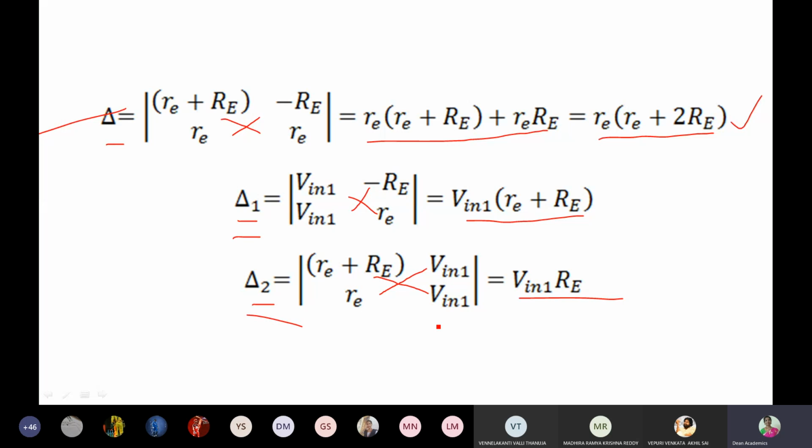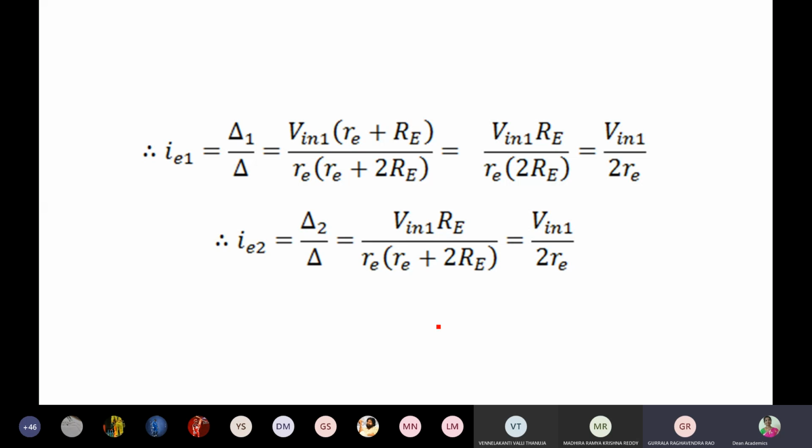What is the purpose of writing this delta 1, delta 2? IE1, IE2 value. Very good. IE1 and IE2. IE1 is equal to delta 1 by delta, and IE2 is equal to delta 2 by delta. Yes, so that is what.